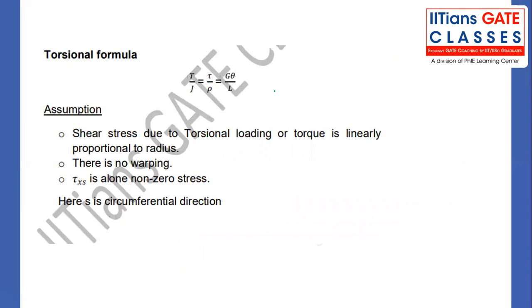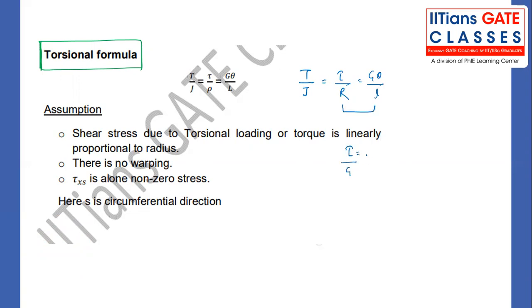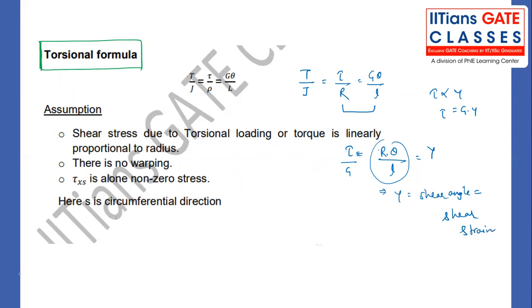Note on the torsional formula. Torsional formulas are very important: T by J, tau by R, G theta by L. If I equate these two, I will get tau by R equal to G theta by L. And according to Hooke's law, tau is directly proportional to gamma: tau is G times gamma. What will this term be represented by? Gamma, that is shear angle, or we also call this the shear strain, my friend.